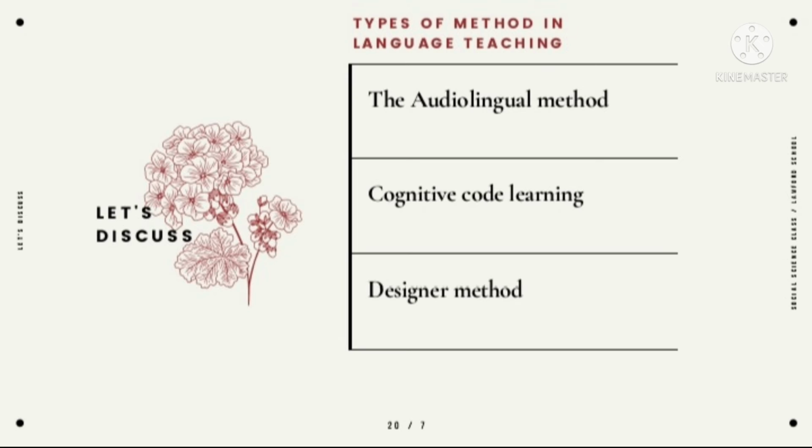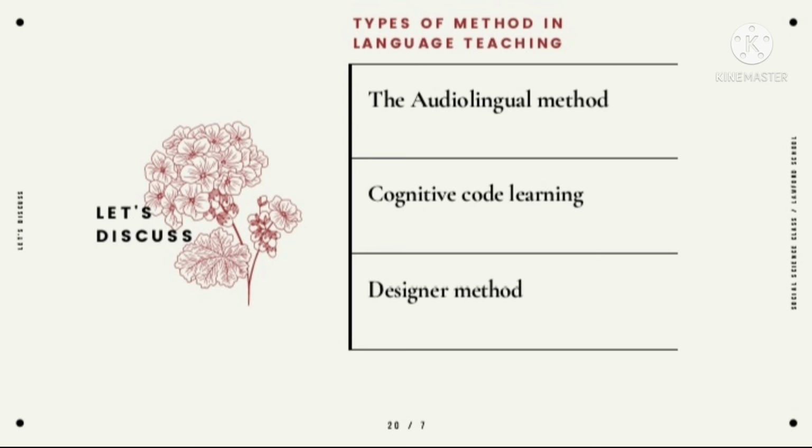The designer method consists of several approaches as well. The first is community language learning. This approach emphasizes group or social learning rather than the classroom as usual. Students are divided into several groups and the teacher is a facilitator. Apart from this, students interact in interpersonal communication, so the language can be acquired naturally.